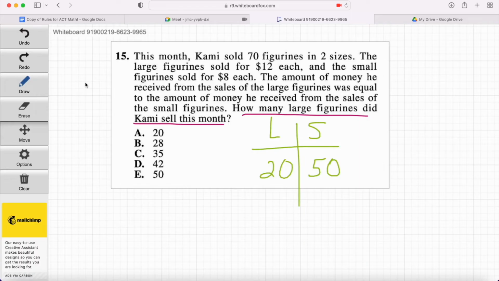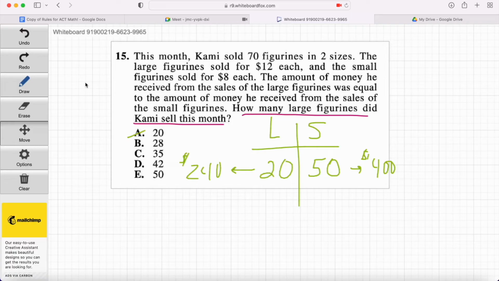So what's 20 times 12? We'll start there. It's 240. $240. And then what's 50 times 8? 400. Do those two equal each other? No way. So it's not right. It's not answer choice A. Does that make sense?